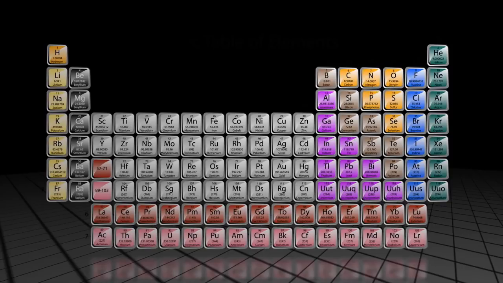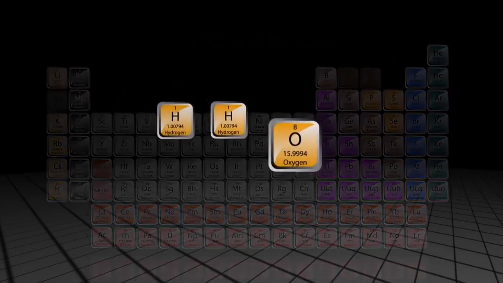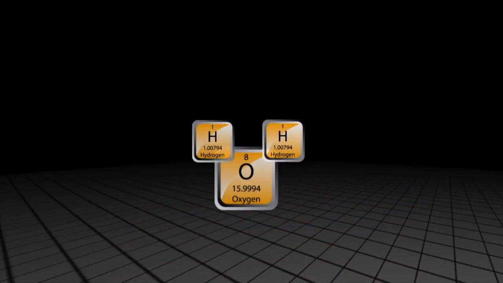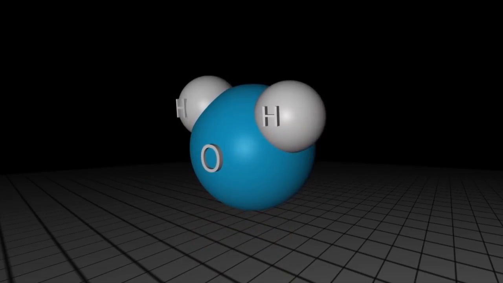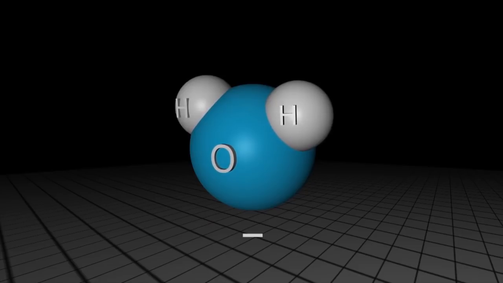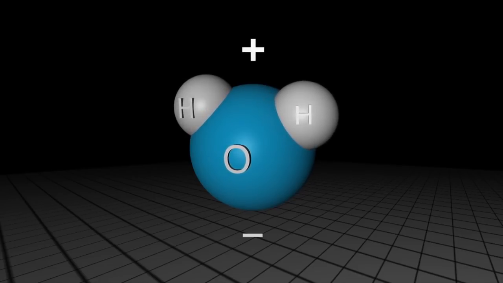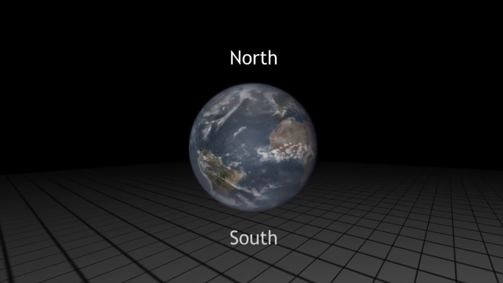Now you will recall that when atoms combine, they form molecules. For instance, when an oxygen atom bonds with two hydrogen atoms, it creates the molecule H2O, or water. You'll notice the structure of the molecule. The oxygen atom has an excess of electrons and is negatively charged. The hydrogen atoms have fewer electrons, and they are positively charged. The molecule has poles, much like those on our planet.